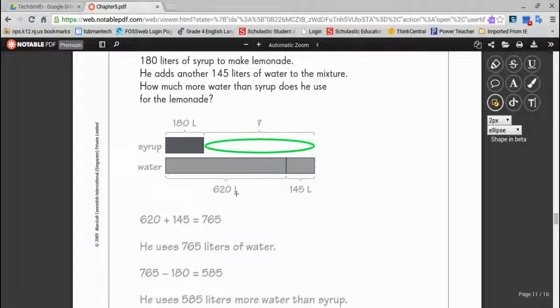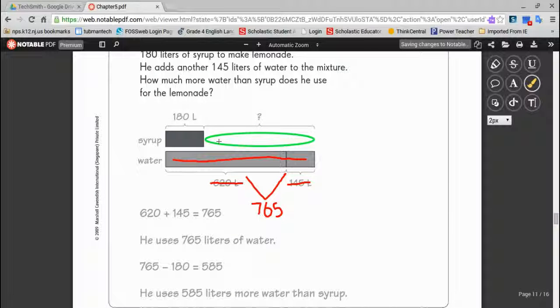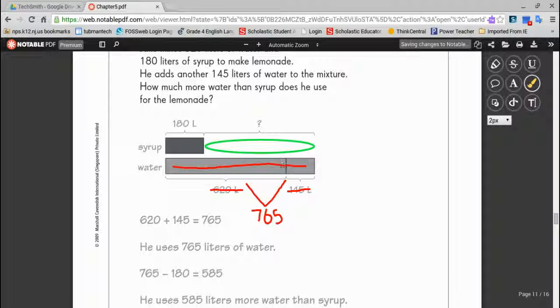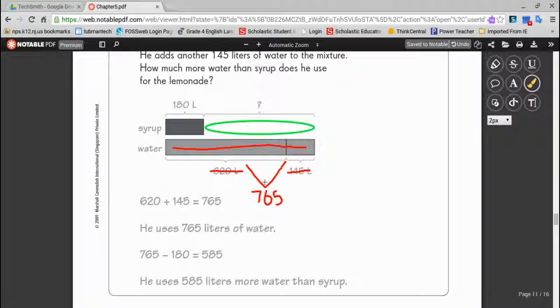Now that I know it's 765, what I like to do after that, I like to cross this out because I know together I have 765 for this entire water right over here. Okay, now in order for me to find how much more water than syrup does he use, this is a simple difference problem. I have 765 over here. I have 180 over here. I want to find the difference. So when I want to find the difference, I am subtracting.